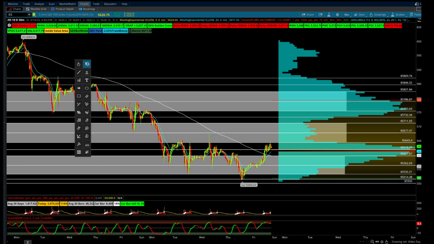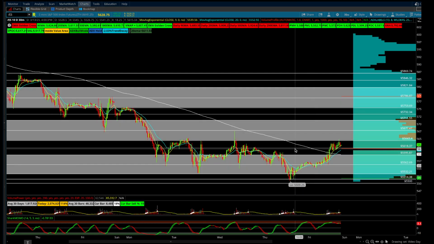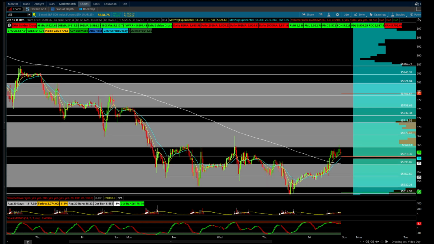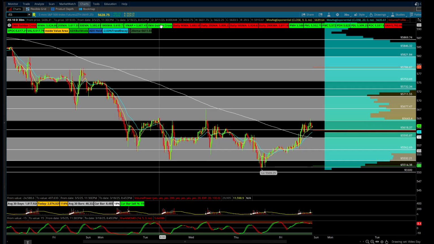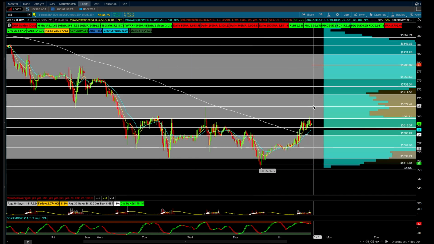Okay, let's take a look here. From the more granular scale, we're looking at a 30-minute chart of the E-mini S&P futures. One thing I am really liking here is closing above VPOC on the 30-minute at 56.17. That is good. We're getting the 200 starting to move and cross underneath the 9 and 20. This all looks good to me.